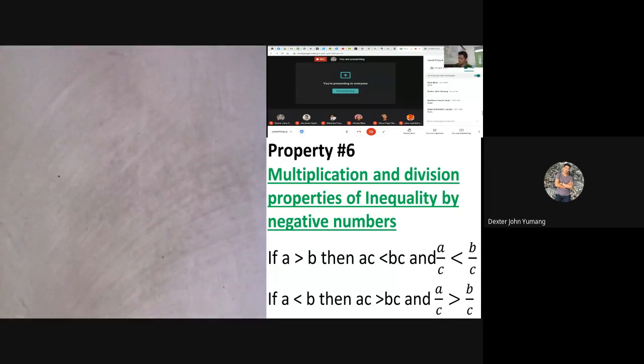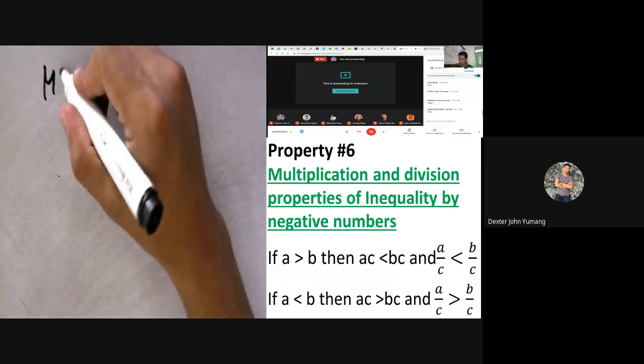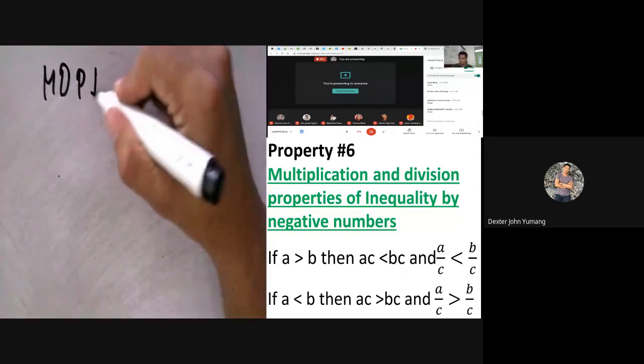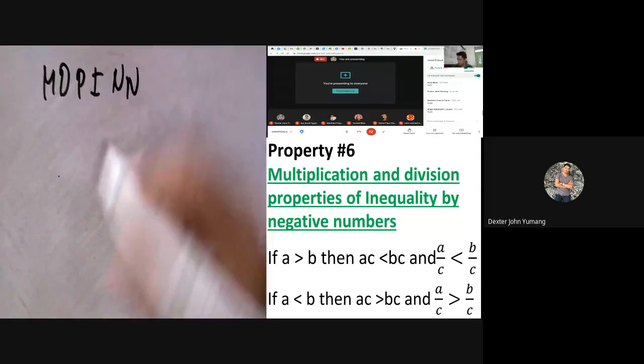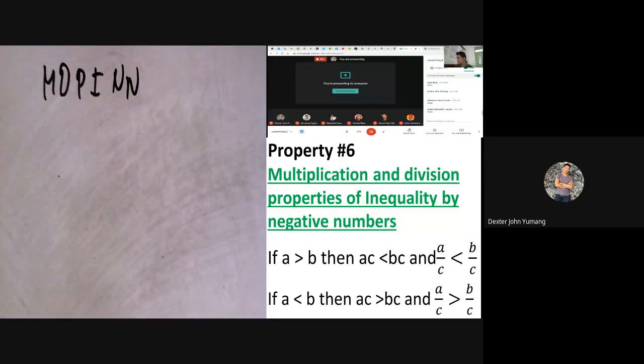And you may name that one as multiplication and division properties of inequalities by negative numbers, MDPINN. Kanina MDPIPN, ngayon MDPINN.